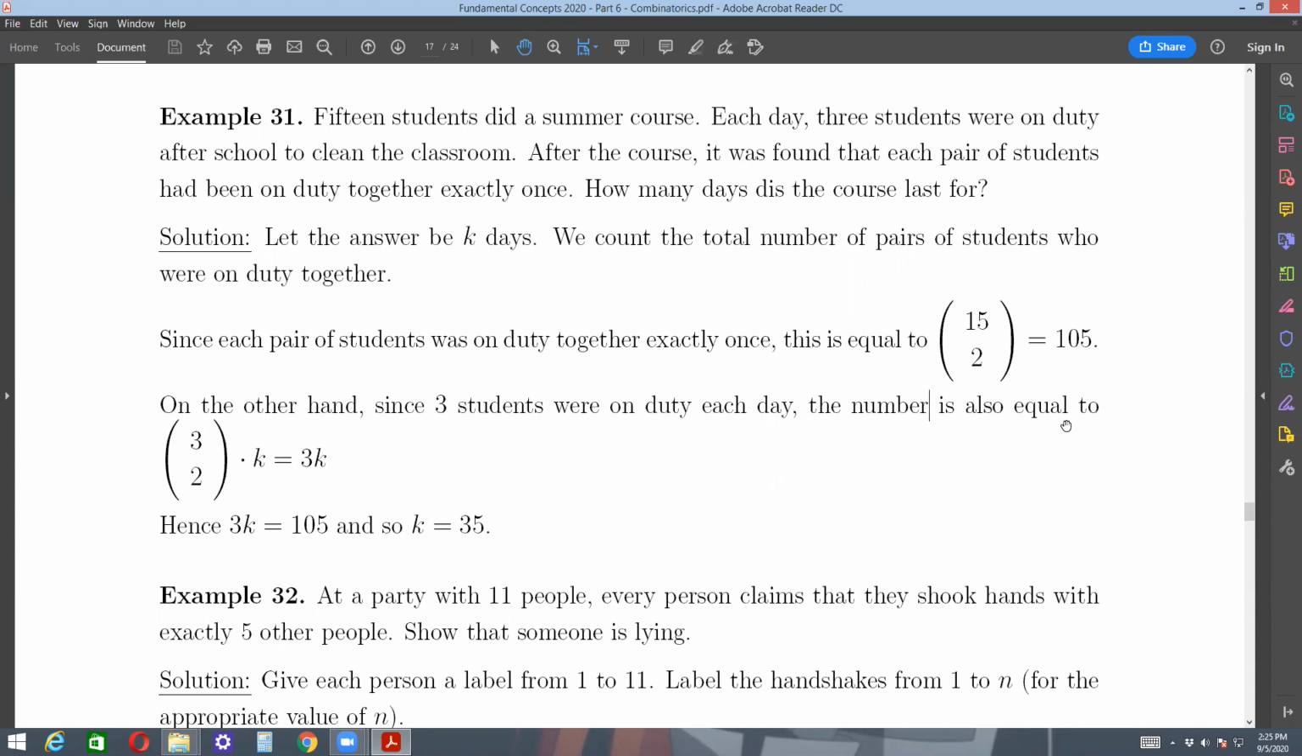Now this total number of pairs is also given by the working here, which is what we counted in a different way. So we counted the number of pairs one way, and a second way, and since it's the same thing we are counting, they must be equal. So k must be 35. That's how you find the value of k.